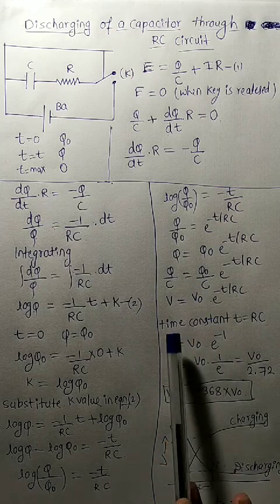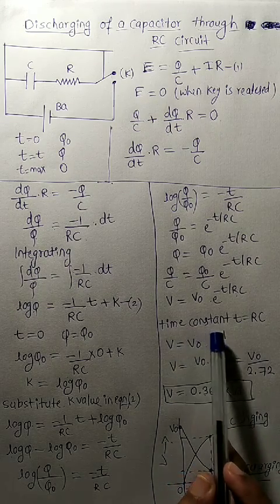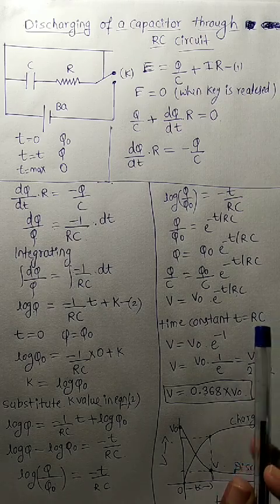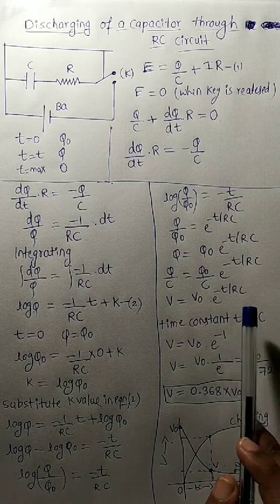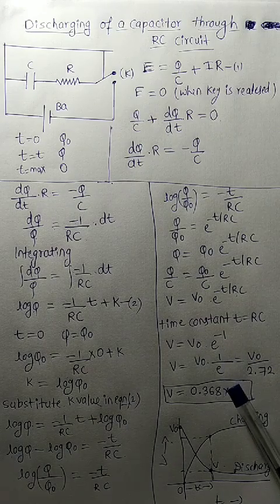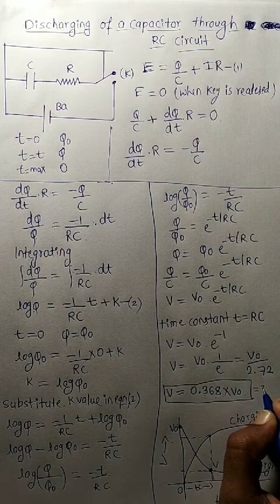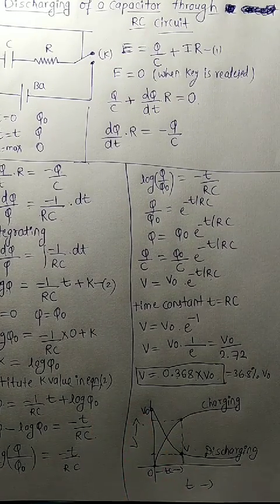Now in this equation, substitute the time constant value. For an RL circuit and an RC circuit, the time constant values are different. For an RL circuit, the time constant is equal to L divided by R, but for an RC circuit, the time constant is equal to R into C. So when we substitute here, we get V is equal to V naught into e raised to minus 1, because RC gets cancelled. As we know the e value, 1 divided by 2.72 gives 0.368, or you can call it 36.8% of V naught.